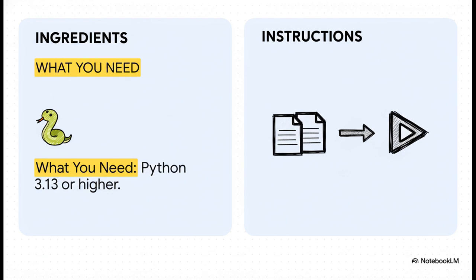First, think of it like the ingredients. You need a specific version of Python. Then, you've got the instructions. You just clone the repository and run the main file. That's it. In just a couple of steps, you are up and running.